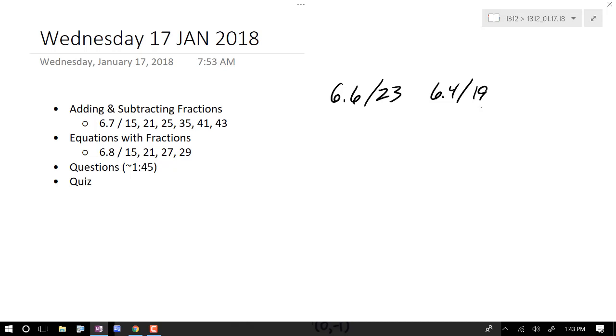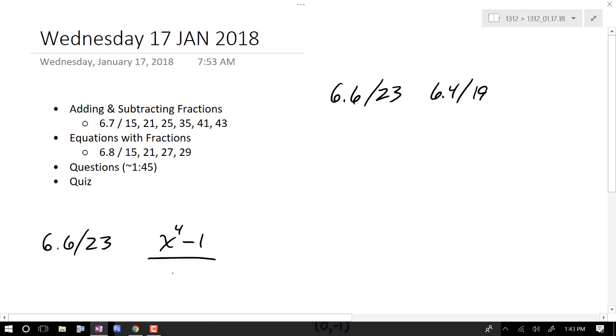I should probably bring my actual book because they switched my electronic edition to the SI units version, which is mostly the same, but let me see. Is 23 the one that looks like x to the fourth minus 1 on top? Yeah. Okay. And then x plus 16.